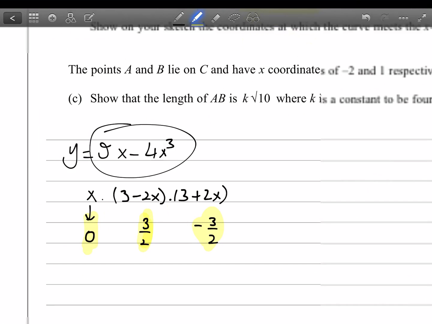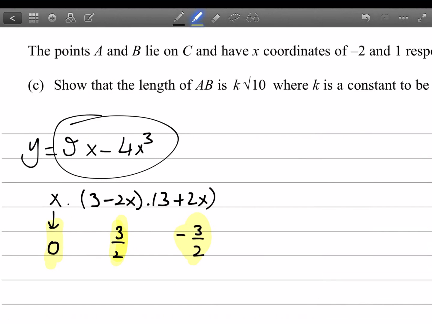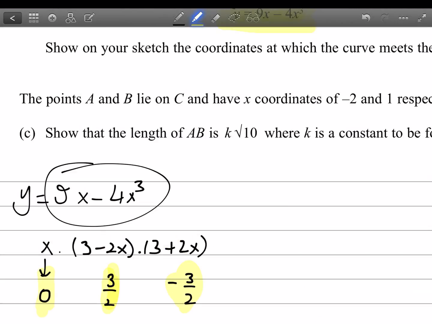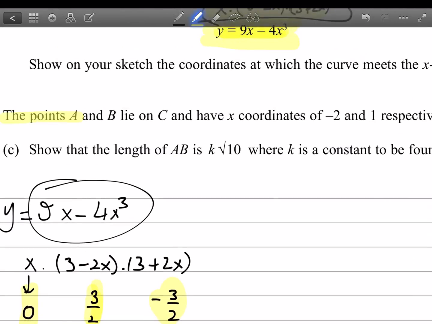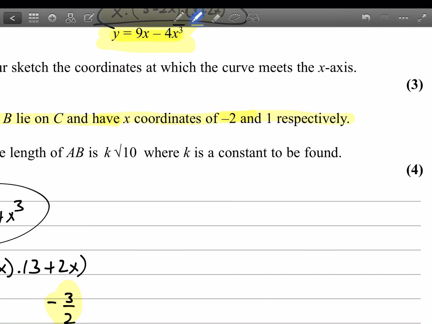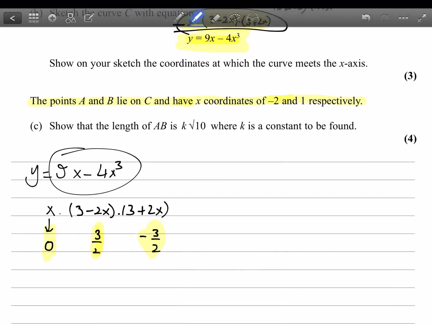And show the length of AB. Okay, don't jump. The points A and B lie on C and have x coordinates of -2 and 1 respectively. Show that the length of AB is k times root 10.